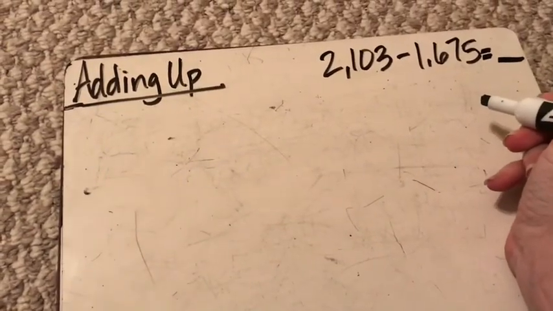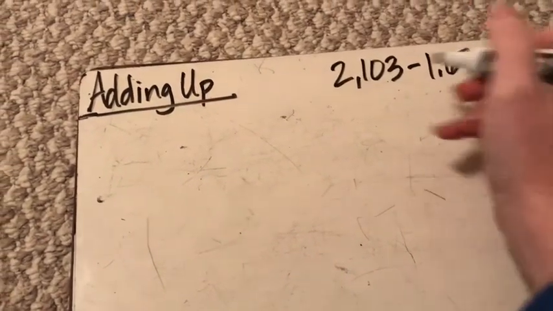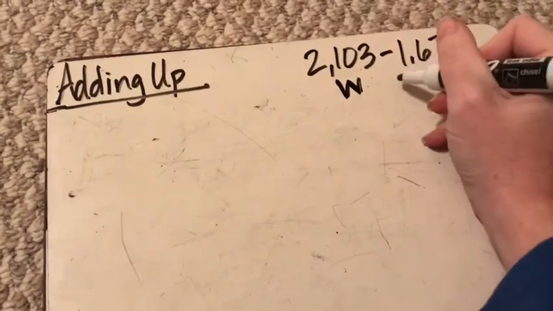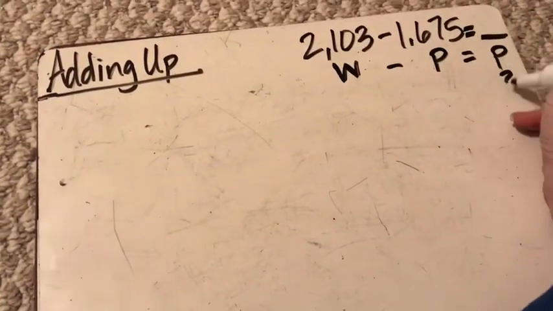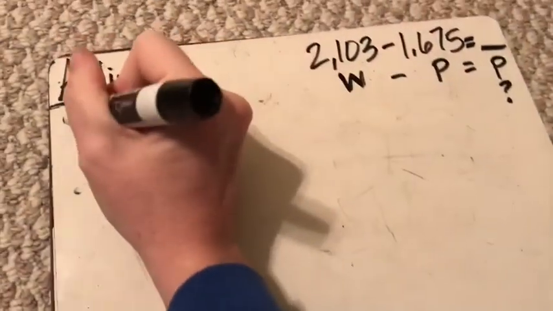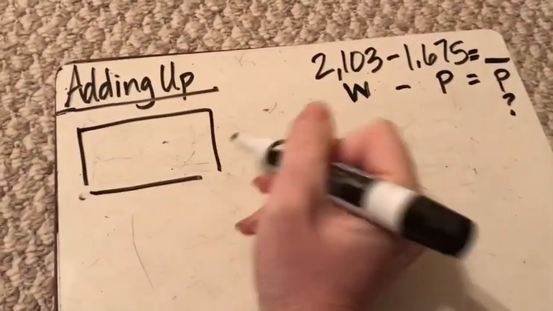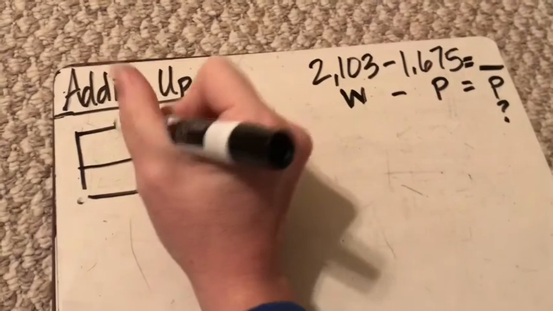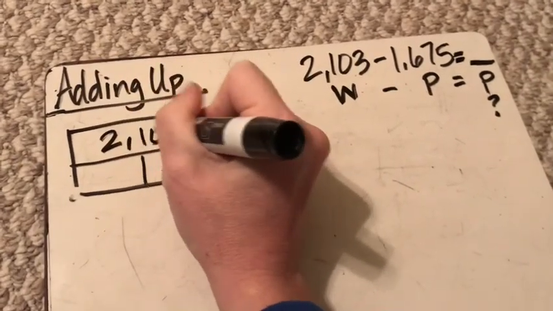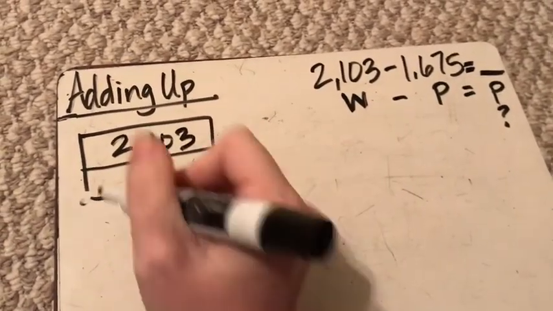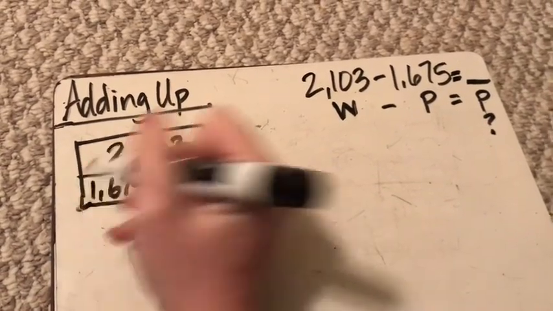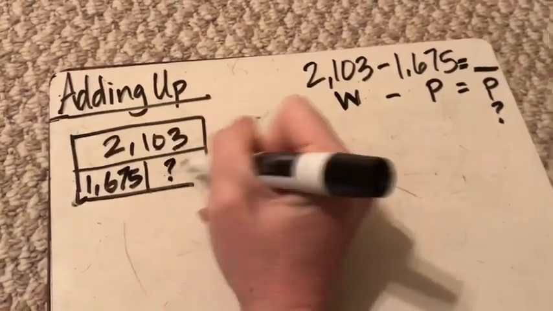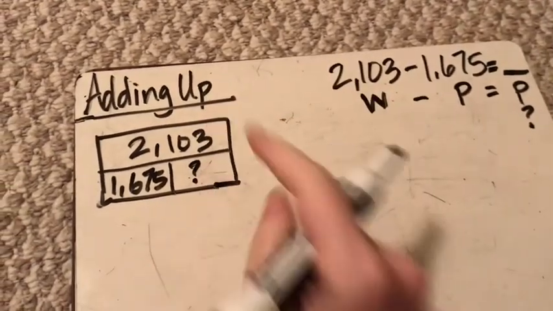So first thing you need to think about is when I'm subtracting, I'm starting with the whole and I'm taking away a part. That would leave me with the other part, and in this case, I don't know the other part. So if I were to draw a part-whole model, I know that 2,103 is the whole, and that 1,675 is the part that I know, and what I don't know is the other part that it would take me to get up to that whole.